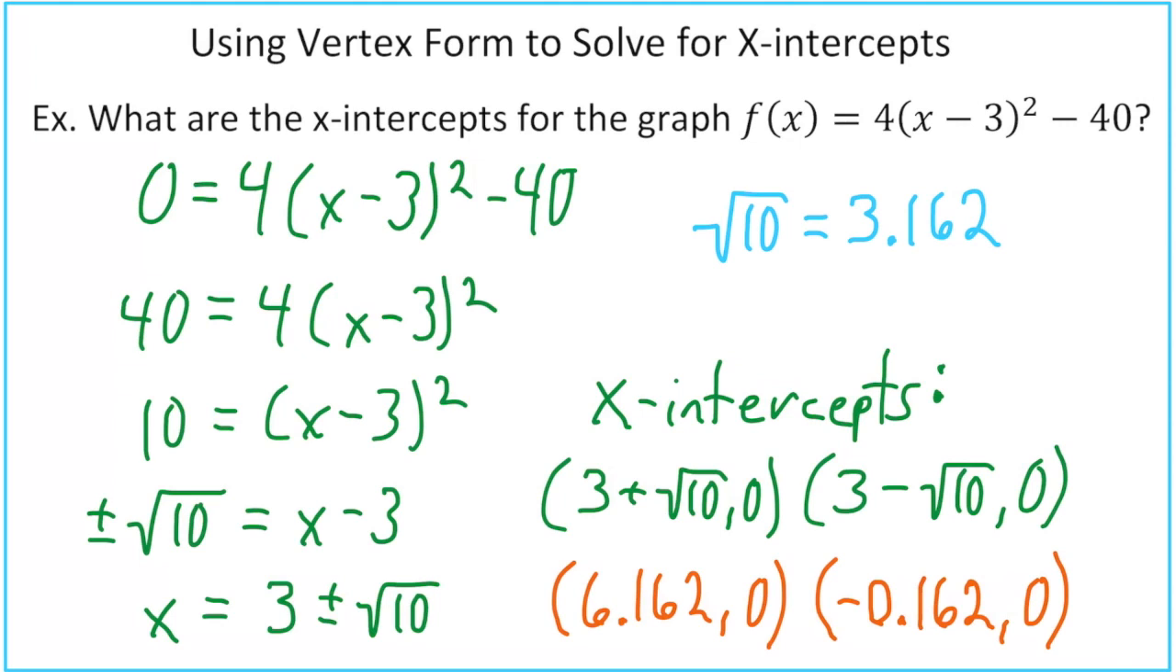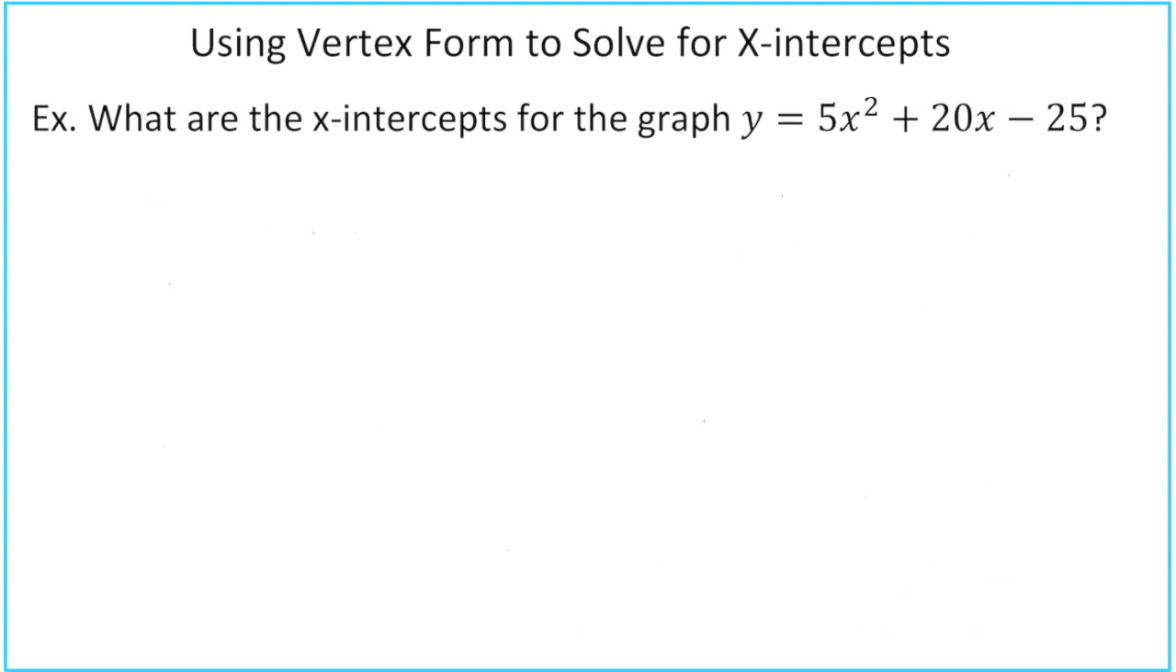In fact, in a word problem, based on the context, there's probably a really good chance that your negative value actually wouldn't make sense for a word problem, so the answer to the word problem would simply be 6 and 162 thousandths. Okay, why don't you go ahead and give this one a try. So write down this problem, pause the video, solve it, and then come back and check your answer.